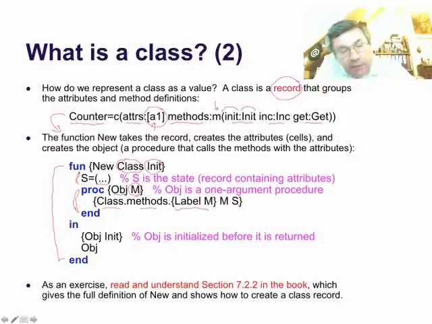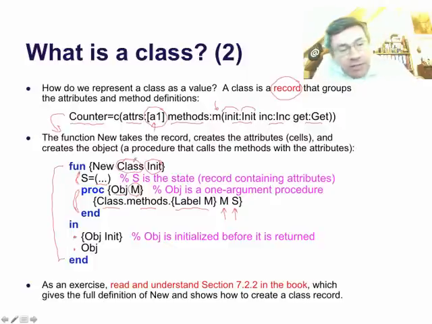It then does dot label M to pick the right method. And this method has to have a particular way of calling. It has to have one argument, which is the message, and a second argument, which is the state, a record of cells, the attributes. What we do then is we initialize the object, we invoke it with the init so that it's initialized before it's returned, and then after initialization we return the object. So the function new works like this.